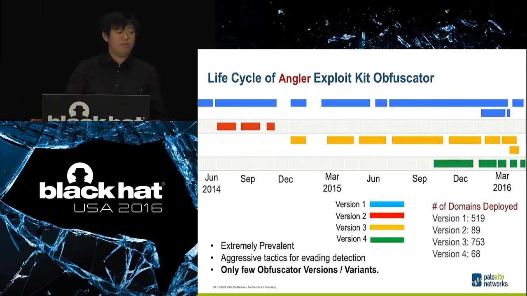We also did some investigation on the domains deployed for each version. We want to see how many domains are affected by the Angler exploit kit in our samples. And here are the numbers. For detailed information, you can look at our paper.